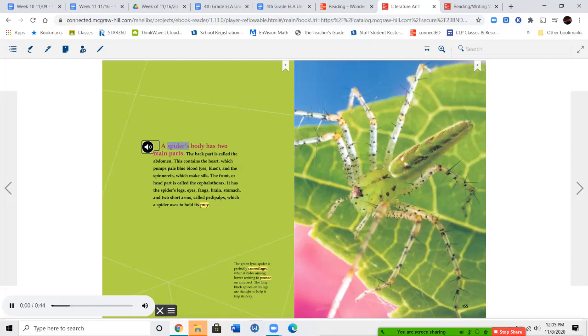A spider's body has 2 main parts. The back part is called the abdomen. This contains the heart, which pumps pale blue blood. Yes, blue. And the spinnerets, which make silk. The front, or head part, is called the cephalothorax. It has the spider's legs, eyes, fangs, brain, stomach, and 2 short arms, called pedipalps, which a spider uses to hold its prey. The green lynx spider is perfectly camouflaged when it hides among leaves, waiting to pounce on an insect. The long black spines on its legs are thought to help it trap its prey.